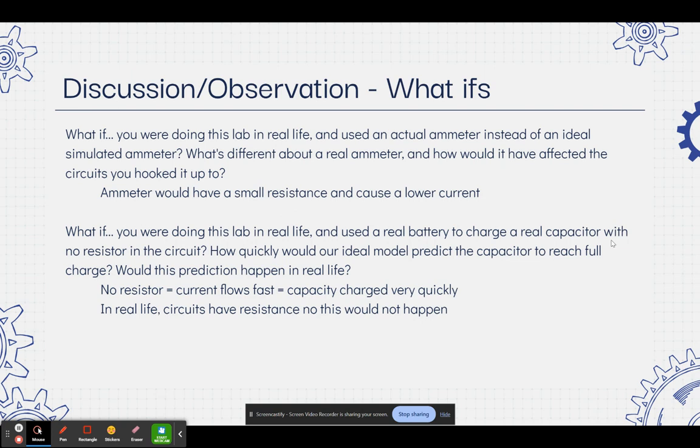And for the what ifs: what if we were doing this lab in real life and used an actual ammeter instead of an ideal simulated ammeter? The ammeter will have a small resistance and cause a lower current.